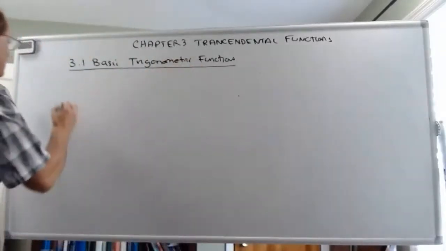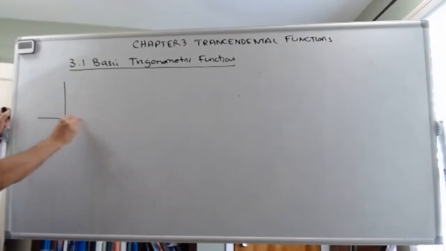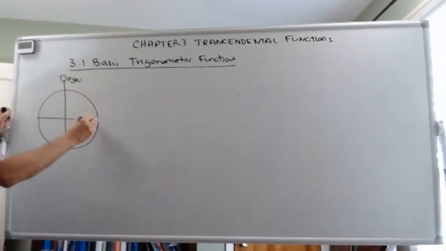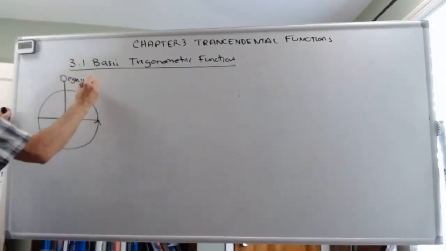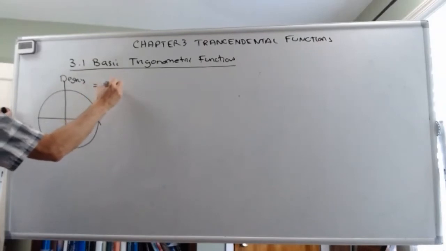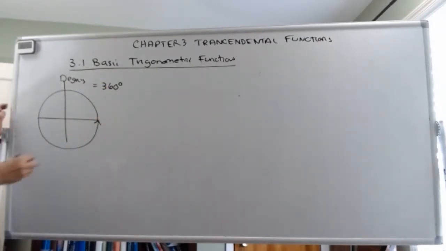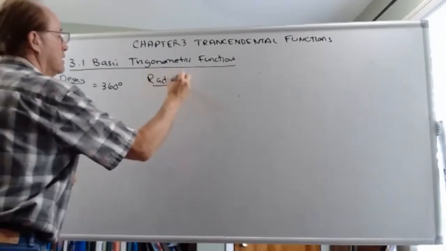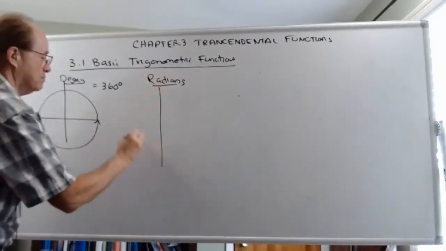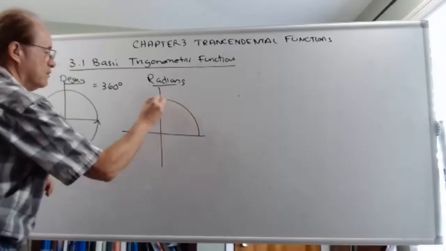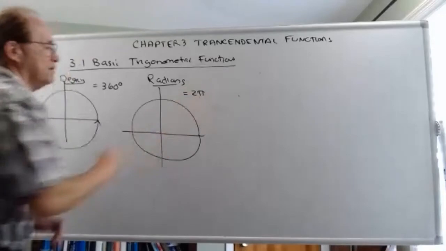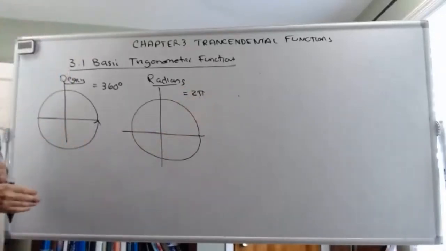But what we know is if we go one complete cycle around, in degrees, that's equal to 360 degrees. And the radian measure, one complete cycle around is the distance we go around here, that is equal to 2 pi radians. So we set the two equal to each other.